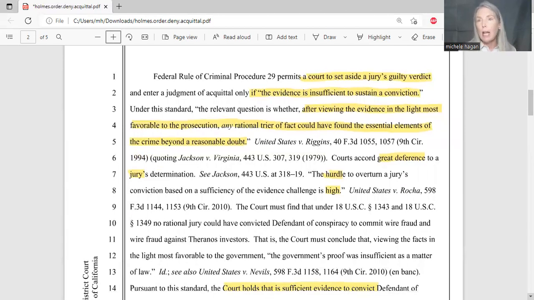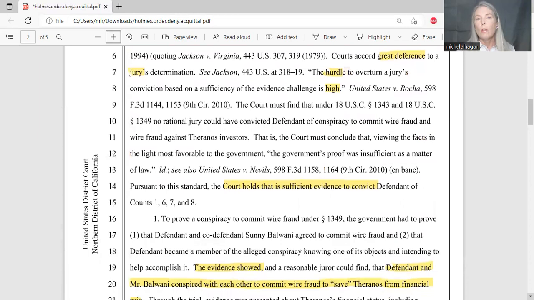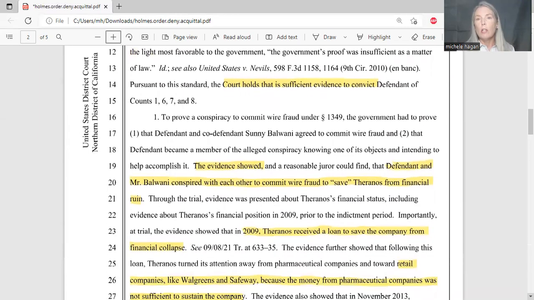And again, the hurdle is high to win a motion for an acquittal, right? It's not easy for defendants to win these acquittal motions. So the court found there's sufficient evidence. All right, now here we're going to get into the part where the judge is giving us an evaluation, or at least citing what evidence was the grounds for his decision.